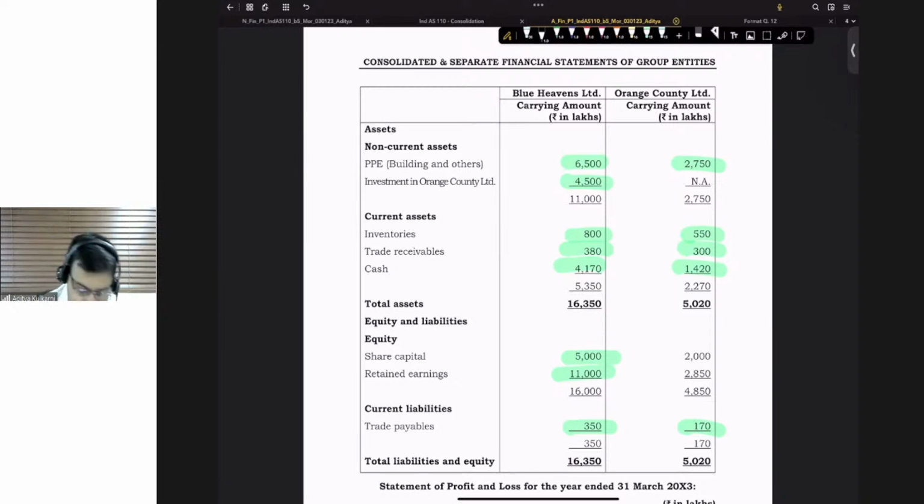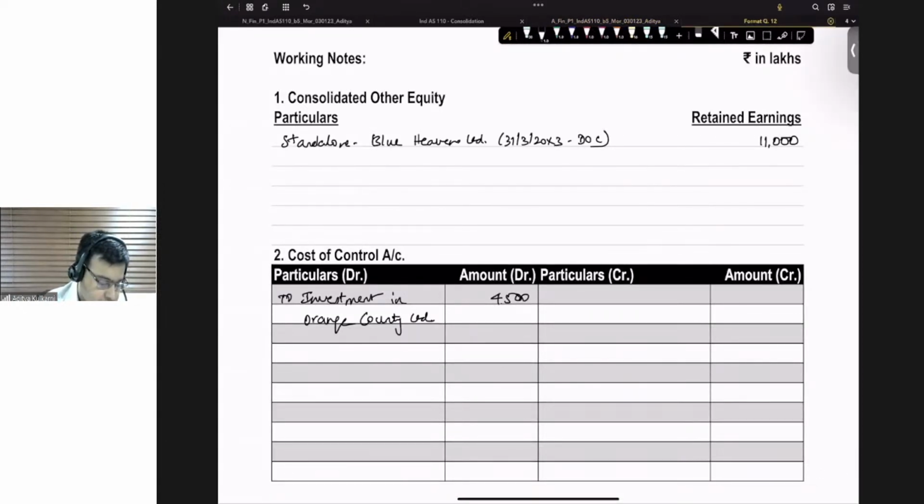Now we move on to the subsidiary. The first step is elimination of the subsidiary's equity. So by equity share capital of Orange County Limited, this will be 2,000 into 75%. Write the stake, 75% stake. So this is 1,500. This is 1,500.